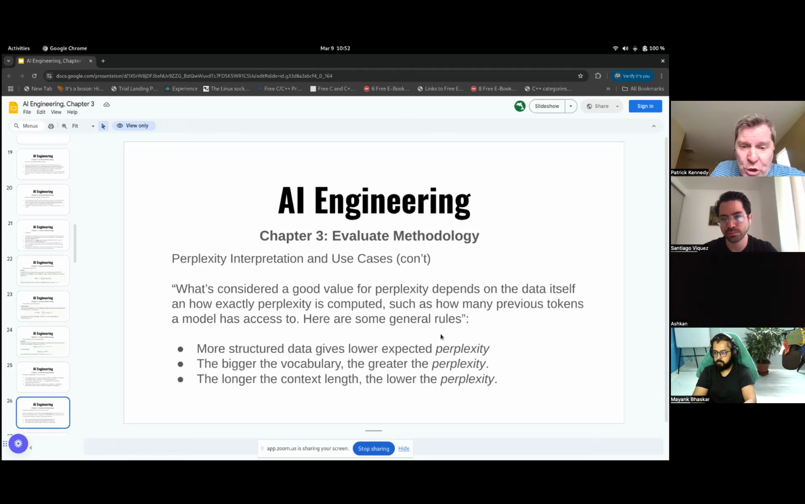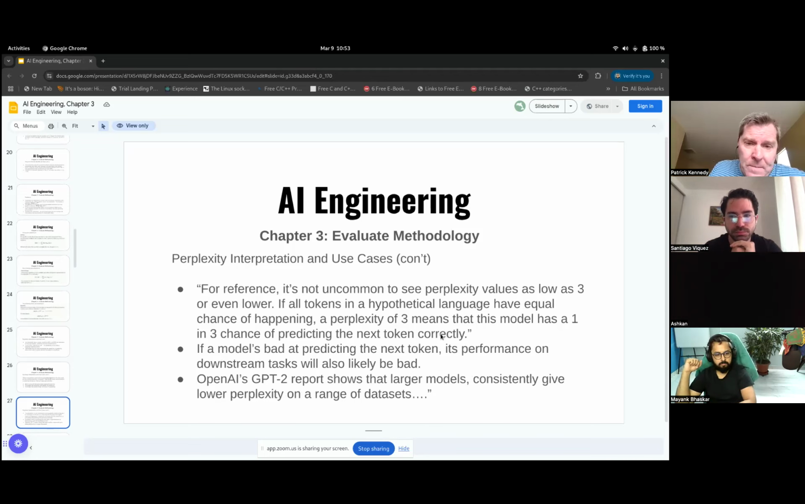More structured data, not just text data but say JSON data, etc., something with a little bit more structure, has a lower expected complexity. If you have a larger vocabulary, then you can expect greater complexity, but a longer context length means lower complexity. Those are some good intuitions, and that pretty much makes sense.